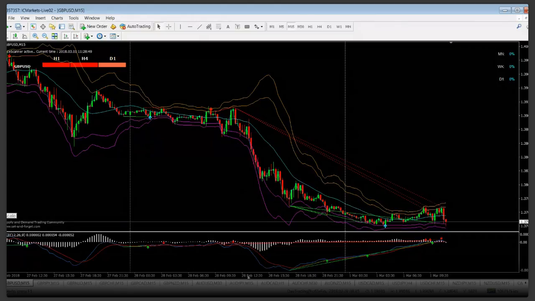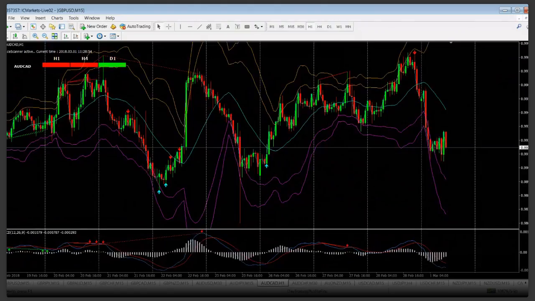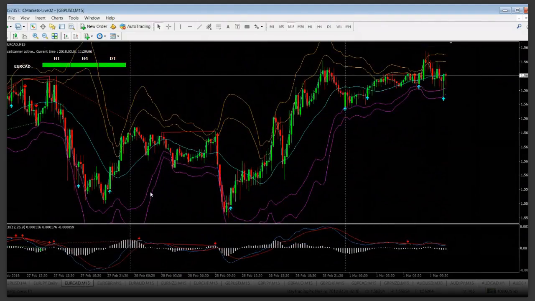Pretty quiet now. Let's check our trades on the Aussie CAD. Starting to drop nicely. The Euro CAD, it was a buy trade. Starting to go up nicely. Target for the day is around 50 pips, and then I will stop trading for the day.